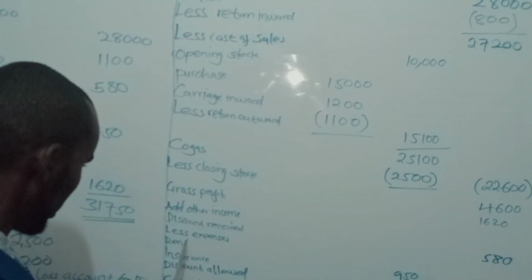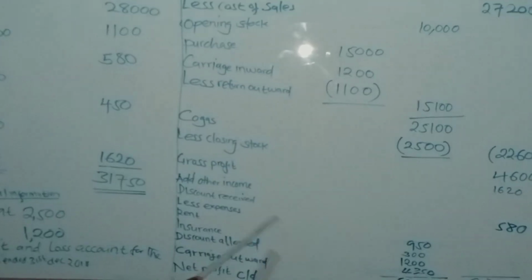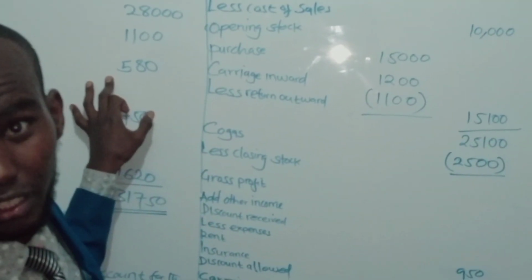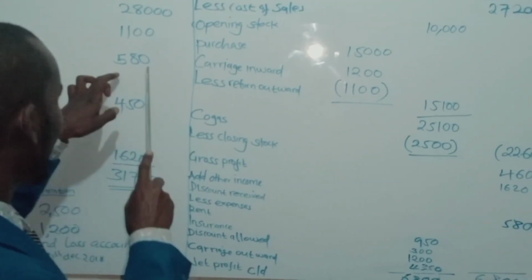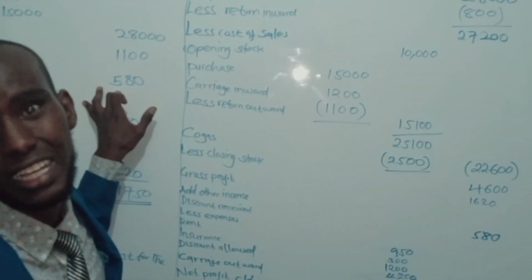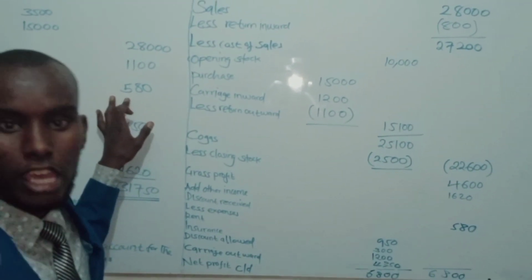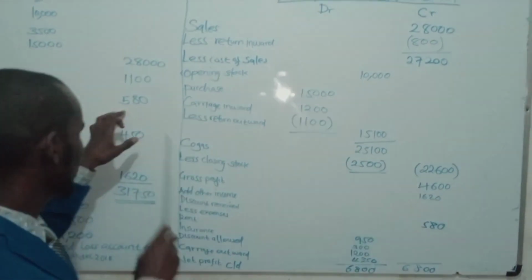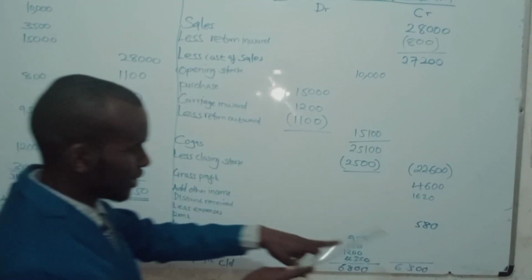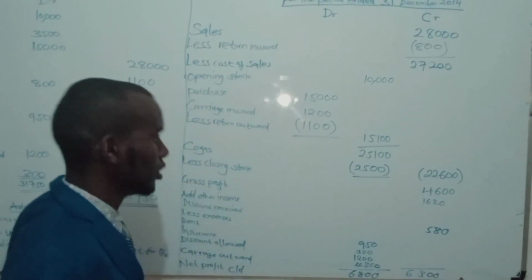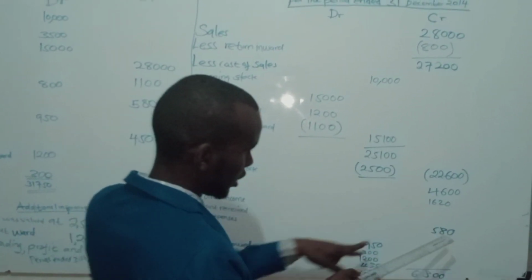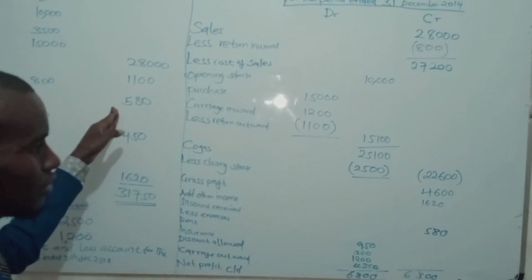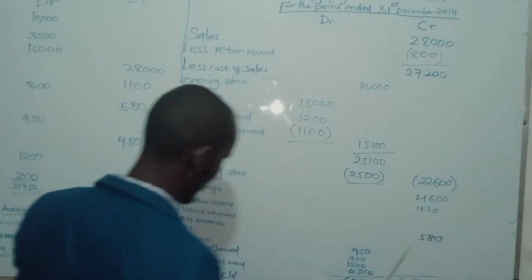The rent here, remember the rent was having a credit balance, so it is an income, not an expense. If it was having a debit, it would have been an expense. Since this rent was having a credit side, it is an income. So we need to add it back to the gross profit and the discount received.